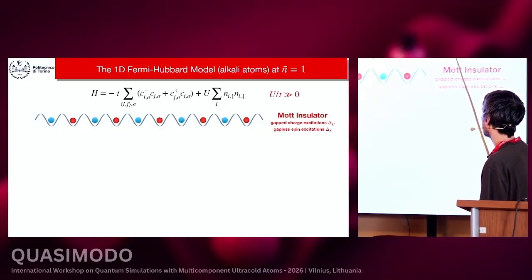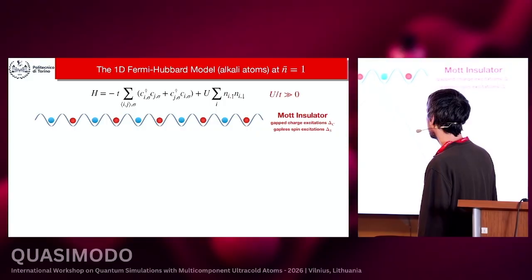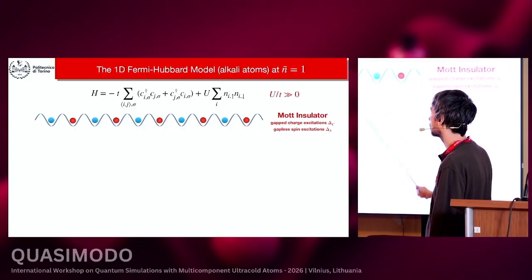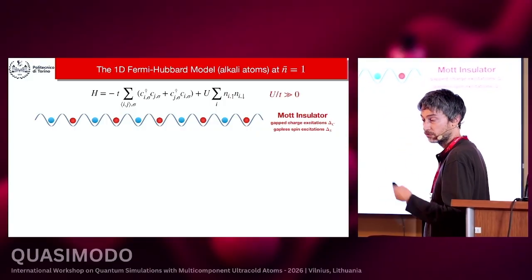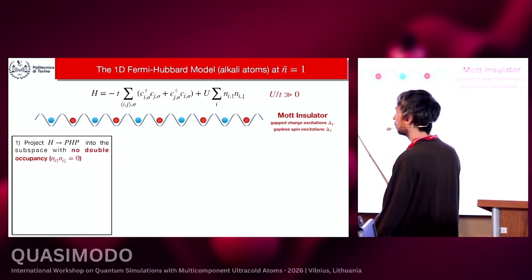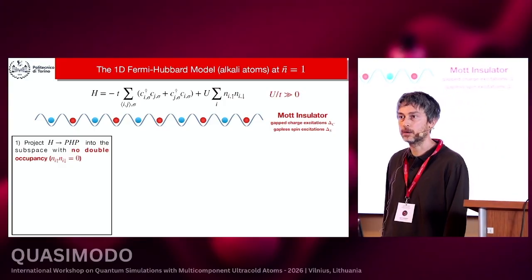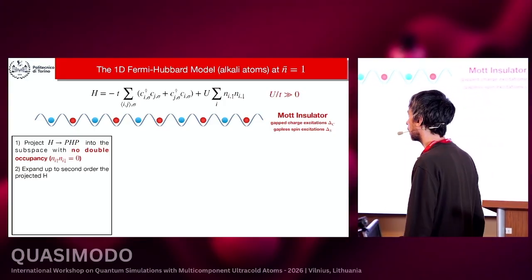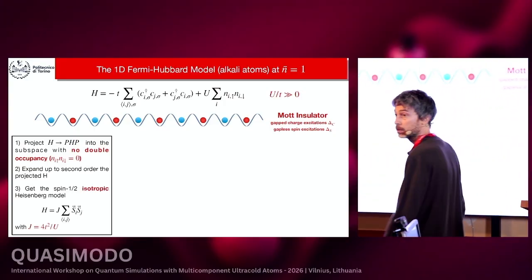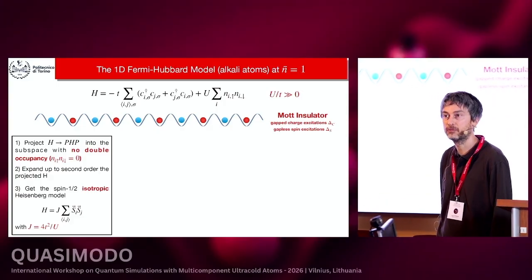In particular, when the on-site interaction is much, much larger than the tunneling amplitude. In this regime, you can simplify this Hamiltonian by following some standard procedure. We can project this Hamiltonian into the subspace with no double occupancy, and then we can expand this Hamiltonian up to the second order. If you do that, we end up with a very famous isotropic Heisenberg model, where these S are now effective spin 1/2 operators.